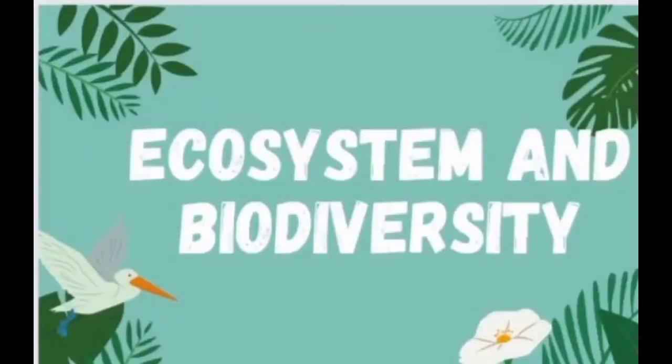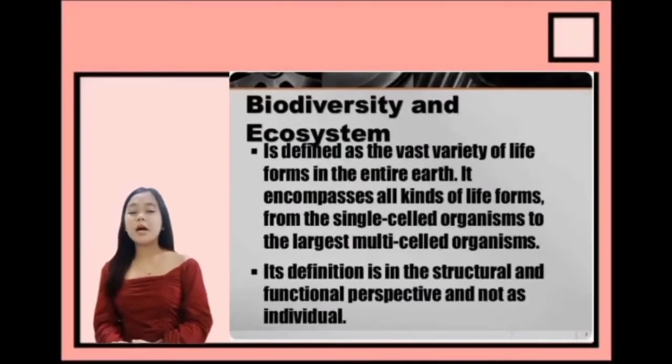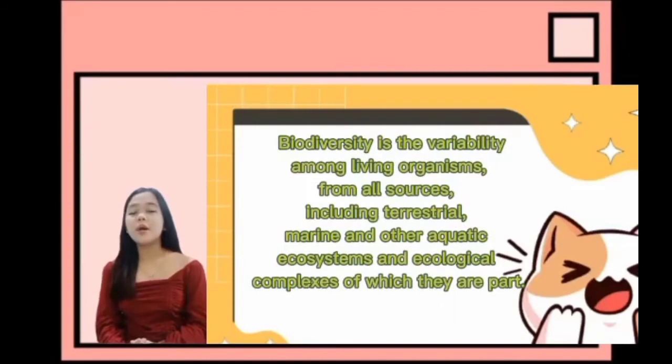Ecosystem and biodiversity. Biodiversity is defined as the vast variety of life forms in the entire Earth. It encompasses all kinds of life forms, from the single-celled organism to the largest multi-celled organism. Its definition is in the structural and functional perspective and not as individual species. Another definition of biodiversity is the variability among living organisms from all sources including terrestrial, marine and other aquatic ecosystems and ecological complexes of which they are part. This includes diversity within species, between species and of ecosystem.